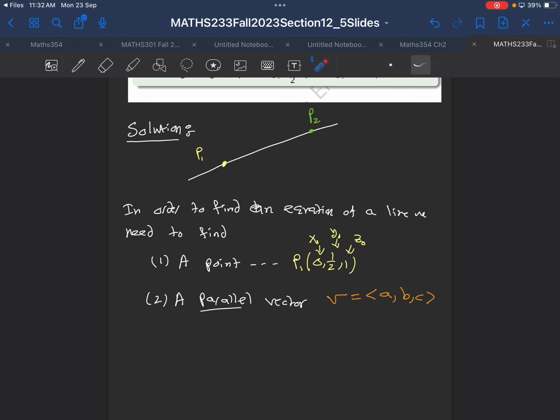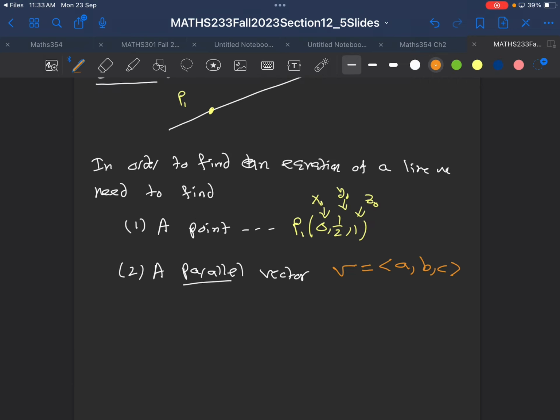Now, unfortunately, we don't have the vector directly, but if we have 2 points on the line, I can always find a vector between them. Now, we ask ourselves, is this vector, the one in red, parallel to the line? Of course, it will be parallel to the line because it lives on the line itself. So for sure, it goes in the same direction as the line. So this can be used as the parallel vector.